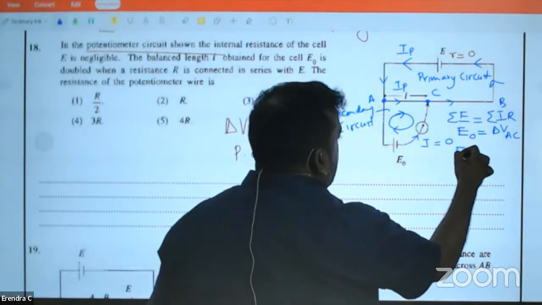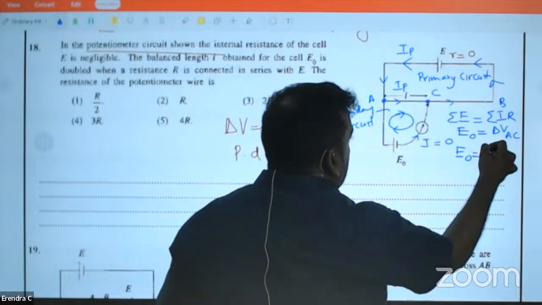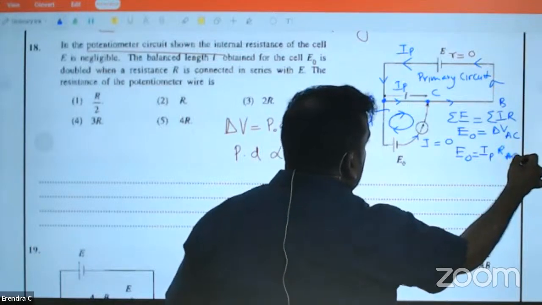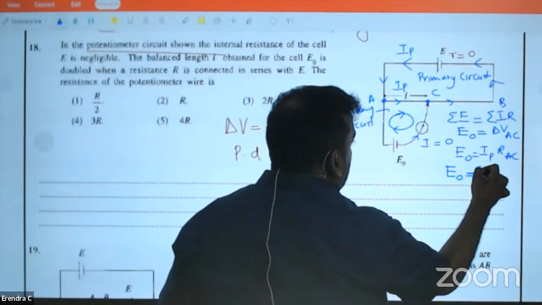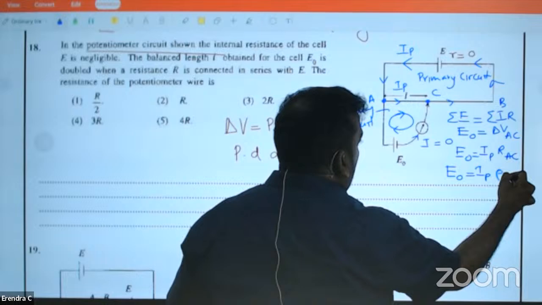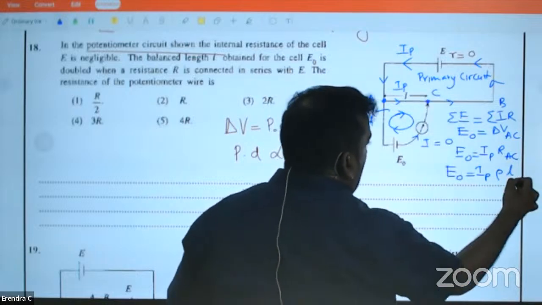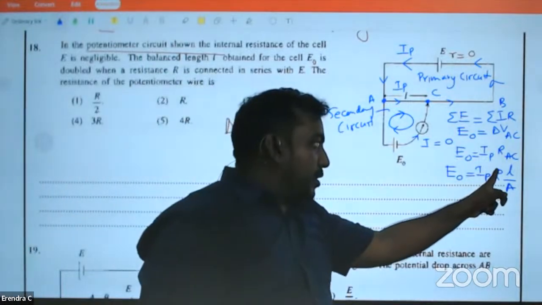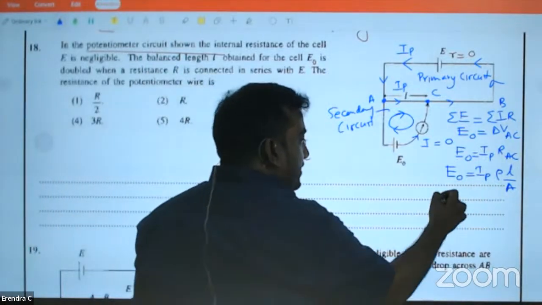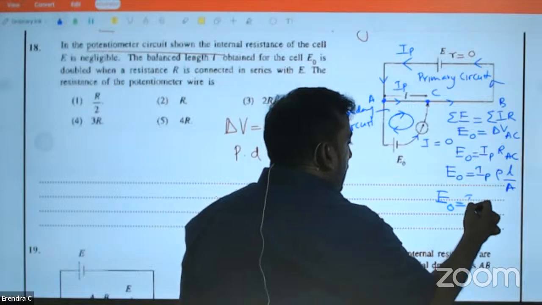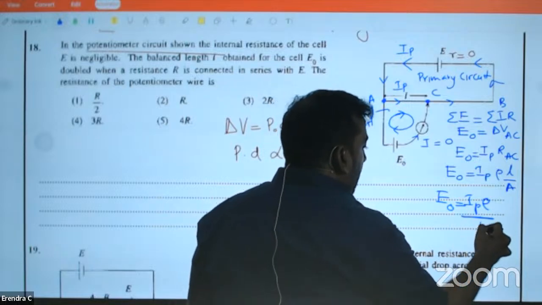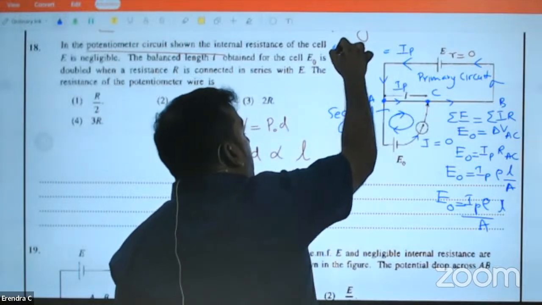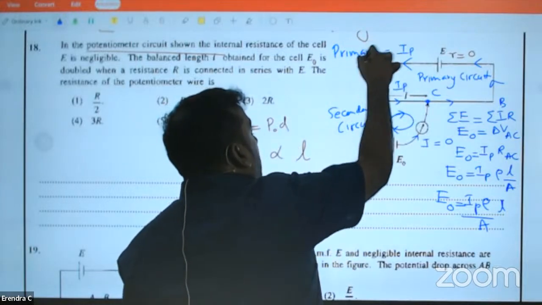So you have the primary circuit current IP into resistance RAC. What is resistance? Yesterday I taught, rho L over A. IP current, rho over A constant. So E naught is equal to IP rho over A times L. IP is the primary current.